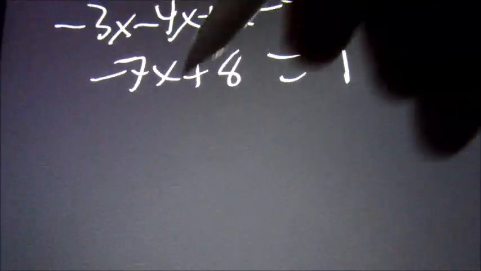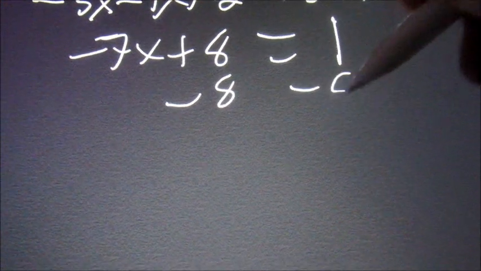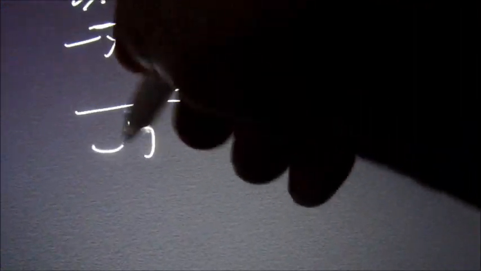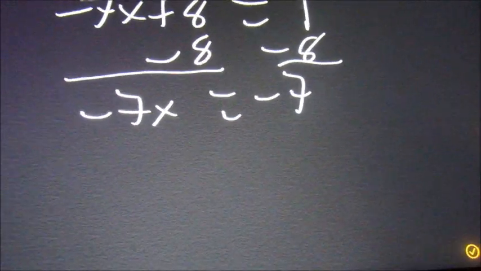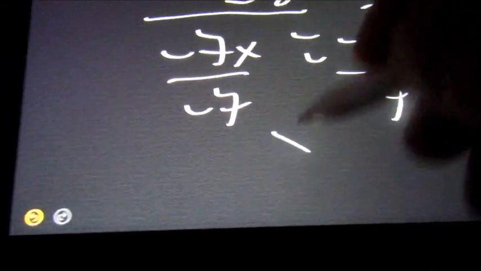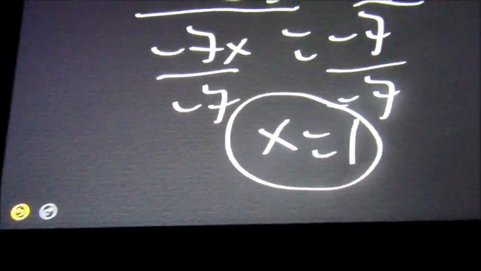So now I need to subtract the 8 from both sides. And we have a negative 7x equals 1 minus 8 is negative 7. Divide both sides by the negative 7. X equals positive 1.